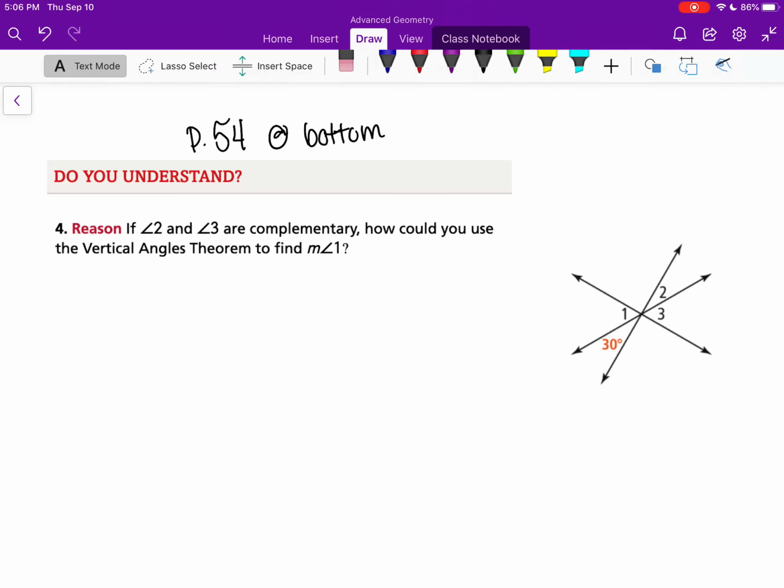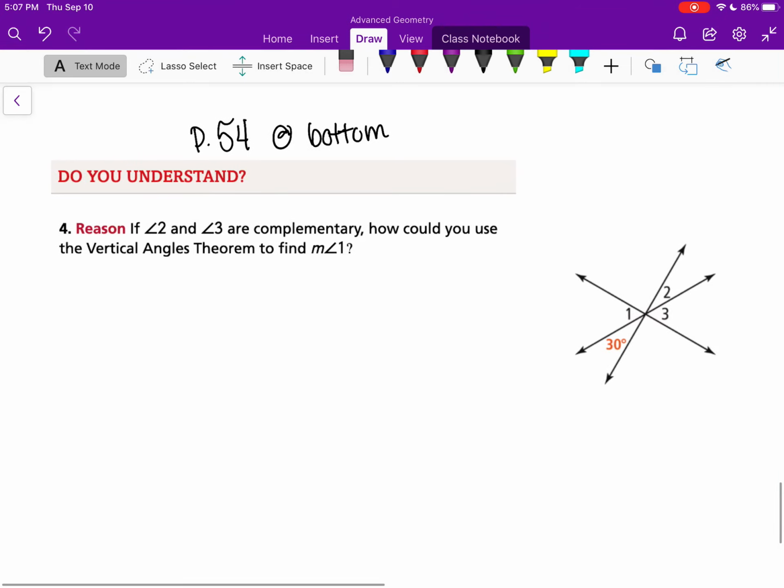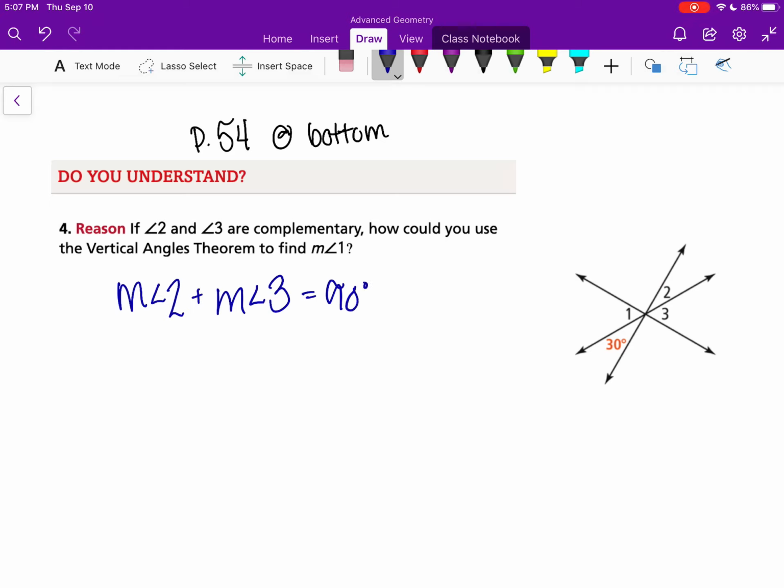Well, what does complementary mean? They add up to be 90. So let's write out what we know. We know that the measure of angle 2 plus the measure of angle 3 is going to be 90 degrees. And now it's asking us something about the vertical angles theorem. So let's see, do we have vertical angles? We know that this angle is 30. So what other angle has to be 30 degrees? Angle 2. It needs to be 30 degrees.